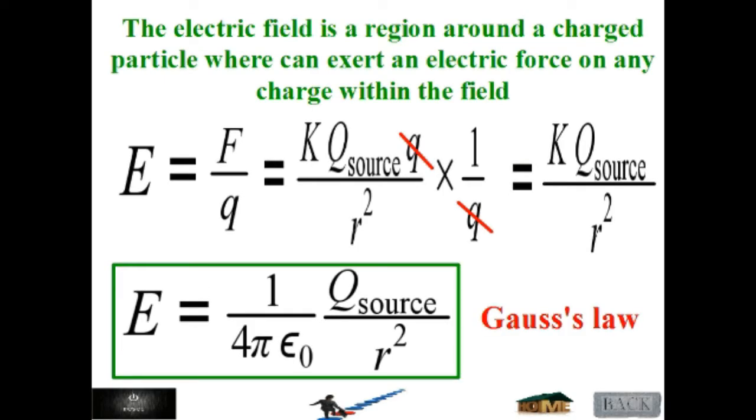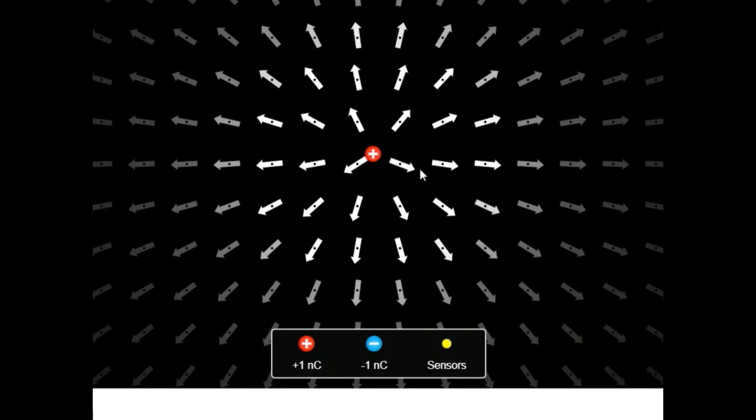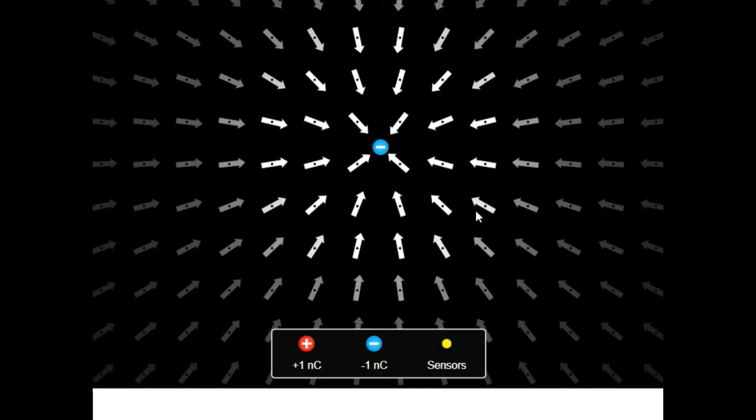We can observe from the equation that as the distance between the charged particle and the test charge increases, the electric field decreases. We can see here, if I add a positively charged particle, the arrows get dimmer as we go far from the particle. This tells us that the electric field is decreasing as we go far from the particle. Also, if we add a negatively charged particle, this is a centripetal electric field, and as we go far from the negatively charged particle, the arrows become dimmer and the electric field also decreases.